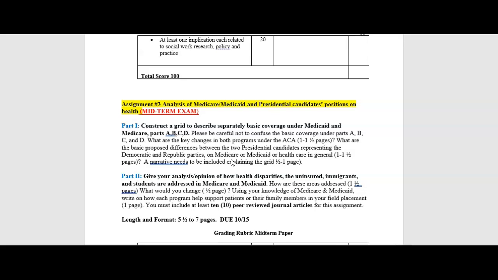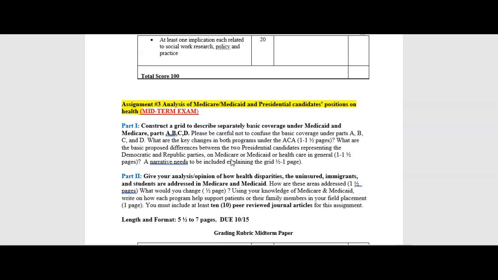So this assignment is to help improve your knowledge of Medicare and Medicaid and how they work, and how political views influence policies related to Medicare and Medicaid. And I also want you to have a good idea of what the presidential candidates are proposing in terms of addressing COVID-19. Part 2 of this assignment, give your analysis or opinion of how health disparities, the uninsured, immigrants, and students are addressed in Medicare and Medicaid.